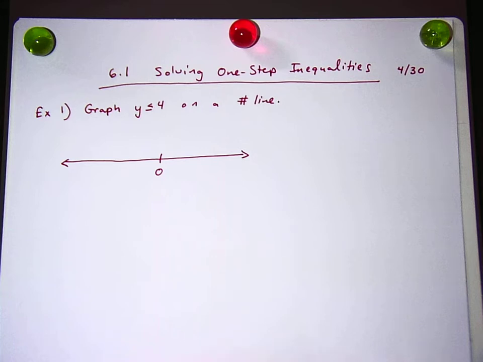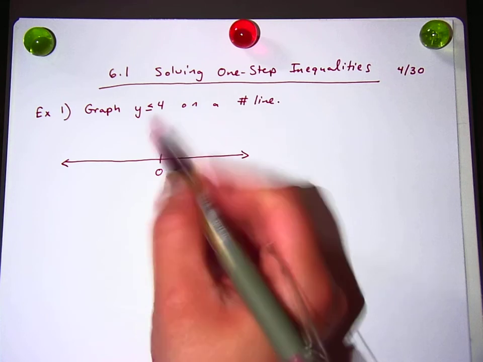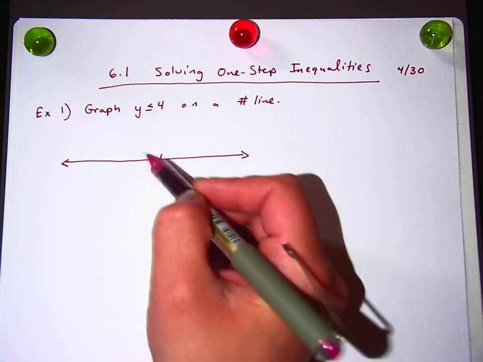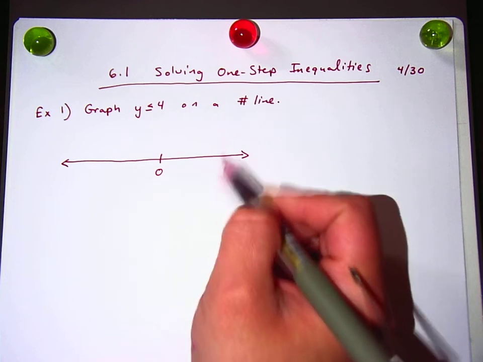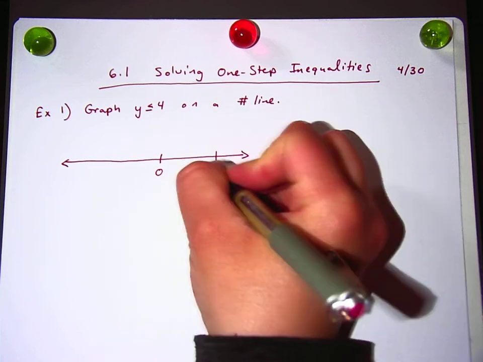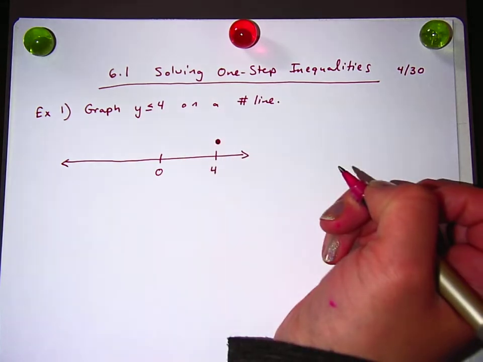So here's what I need to see. I need to see a line with 2 arrows on either end. I need to see 0. And then I need to see the number that you're using on the appropriate side of 0. So if it's a negative number, the number you're using is over here. If it's a positive number, it's on the right. So this is 4. And we're going to do a filled in dot right there.